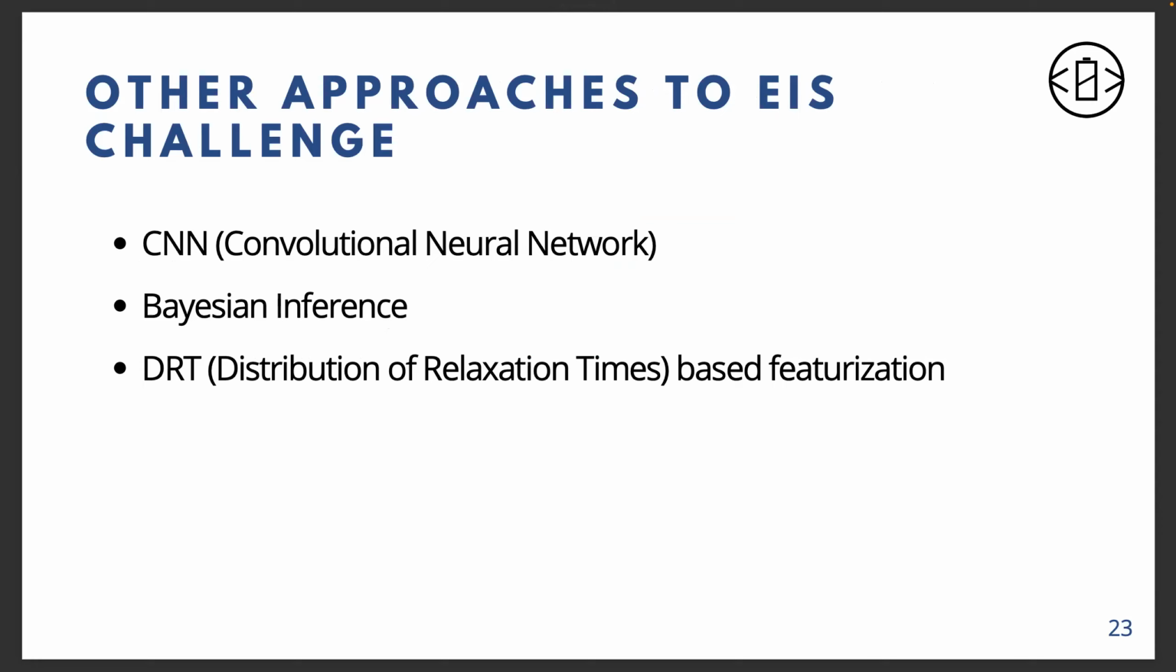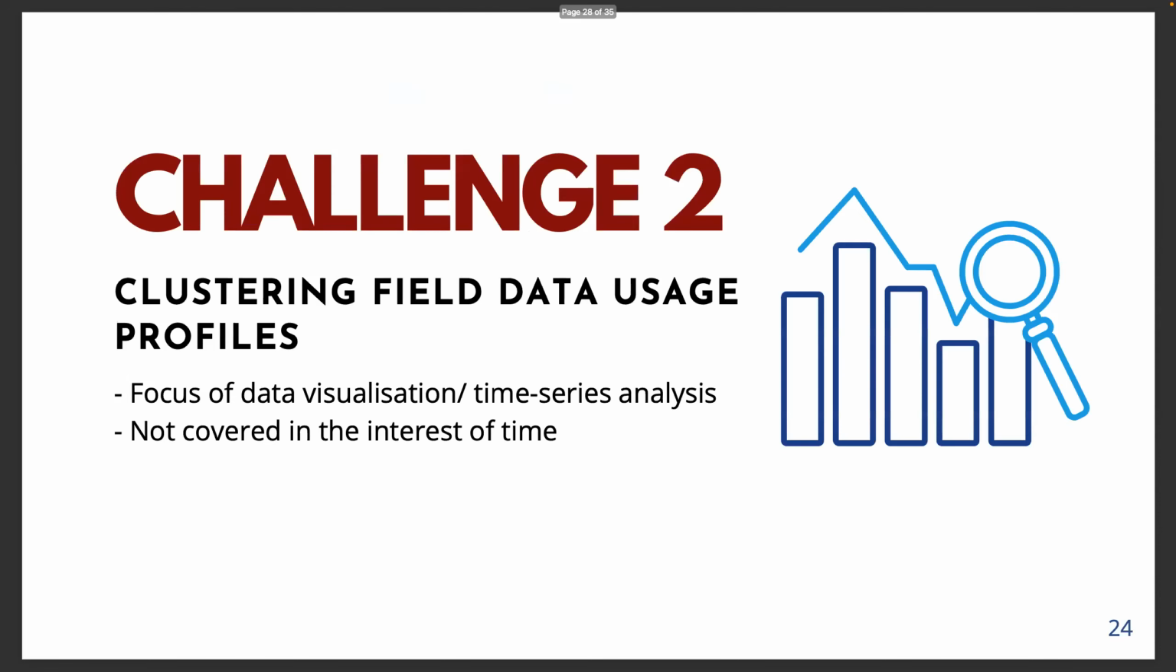Other teams in this challenge tried convolutional neural networks, Bayesian inference approaches, as well as featurizing using the distribution of relaxation times, which is an additional processing step you can do to impedance to try to get insight into the physical processes. All right, thank you so much.